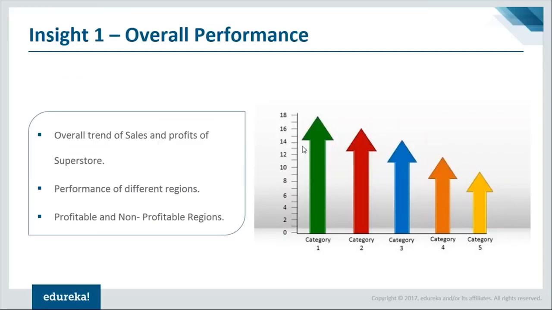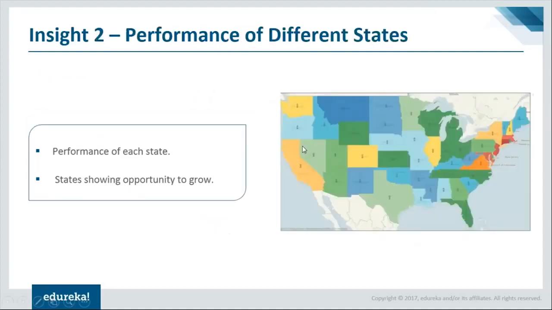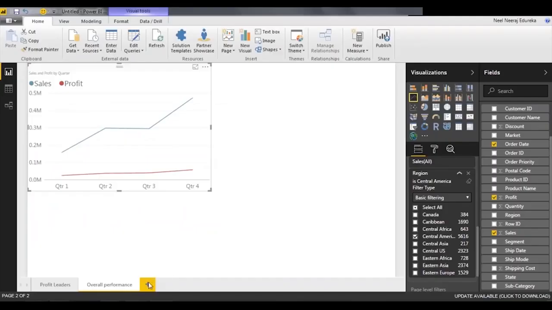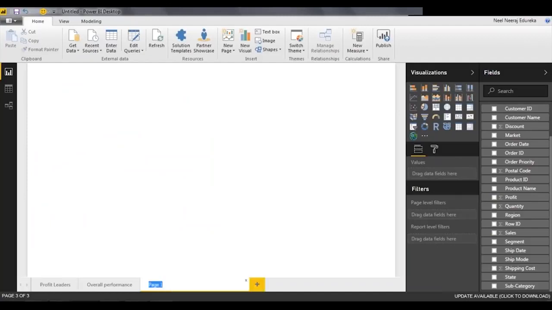So moving forward, let's look at the second insight that we need to achieve as part of today's session. We need to identify the performance of different states. Okay, so for this what we'll be doing is we'll go back to our Power BI and let me create a new page. I'll rename this state performance.